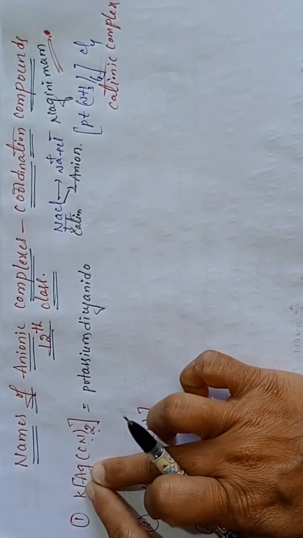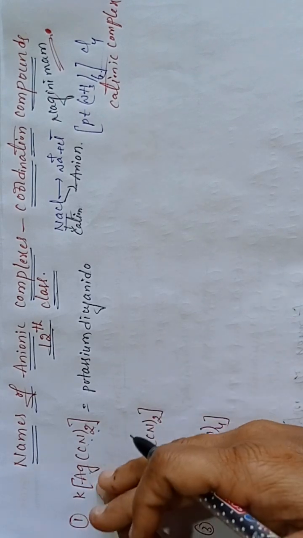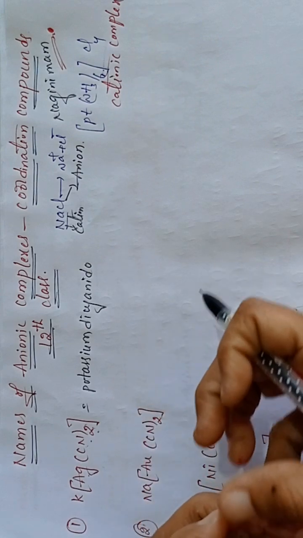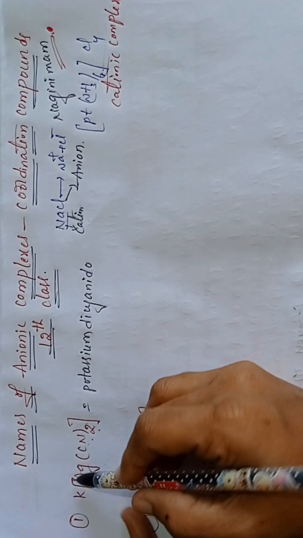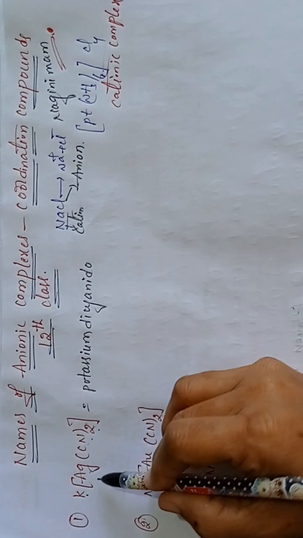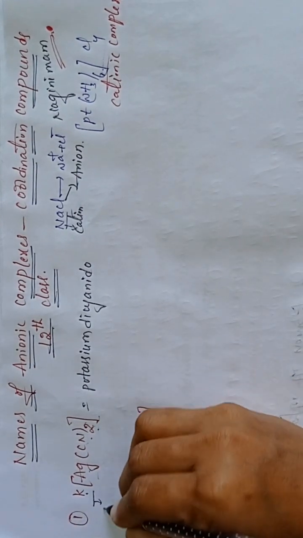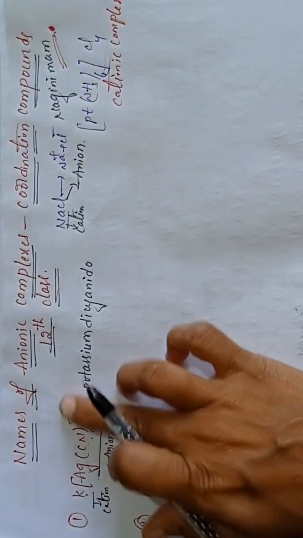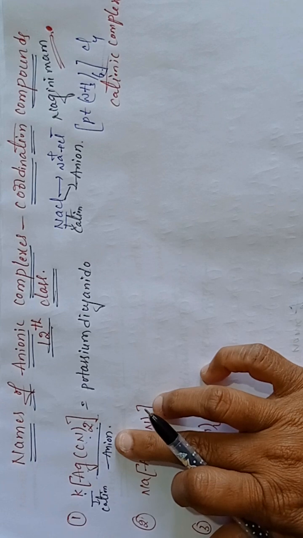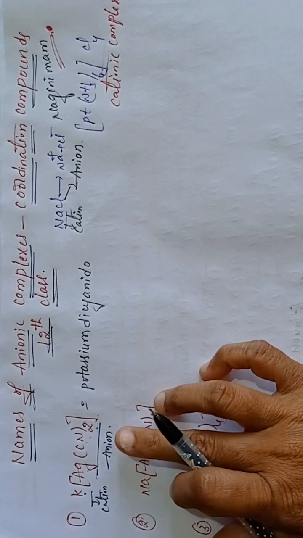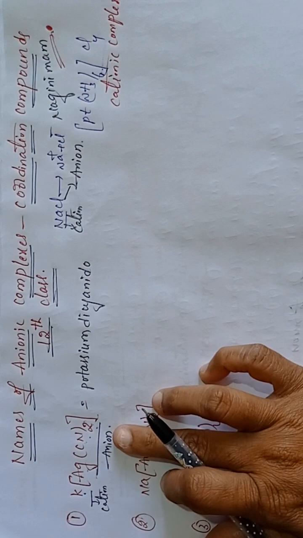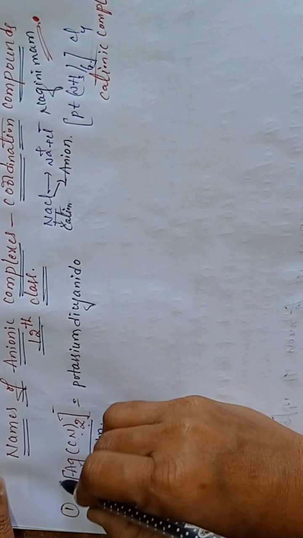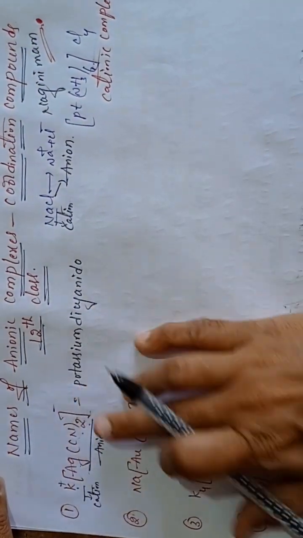Next, the name of the central metal atom. When you're writing the name of the central metal atom, you have to see whether the coordination zone is positive, negative or neutral. Now, see, students, this is the cation and this is the anion. That means the square bracket part is the anion, so it is a negative coordination zone. Anionic complex. Negative.